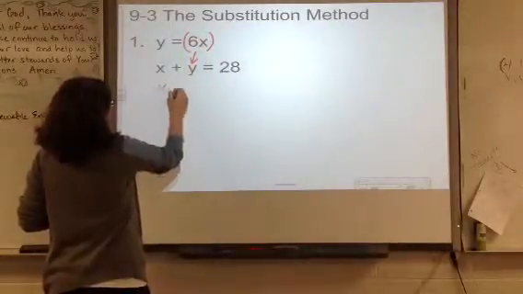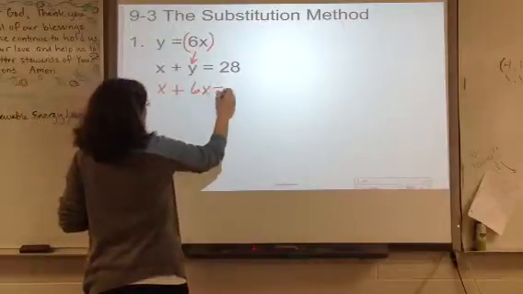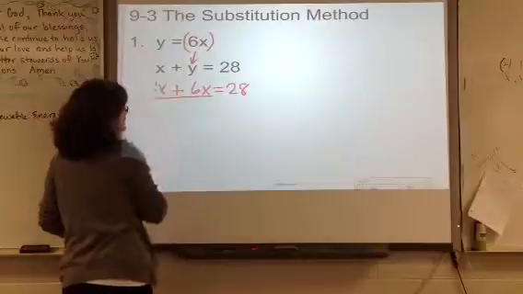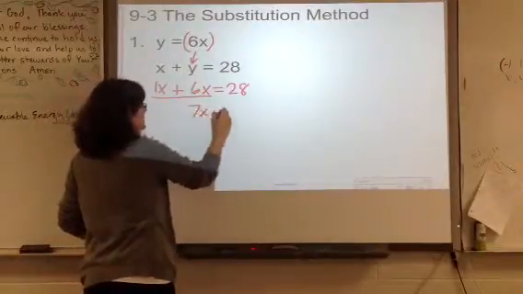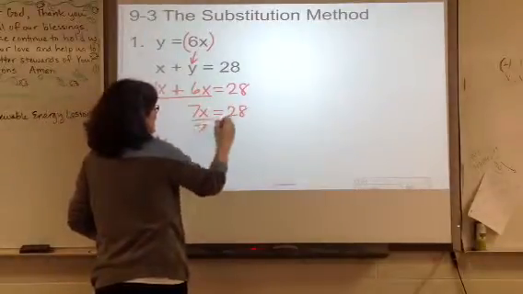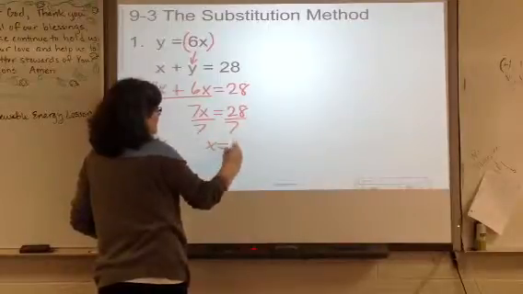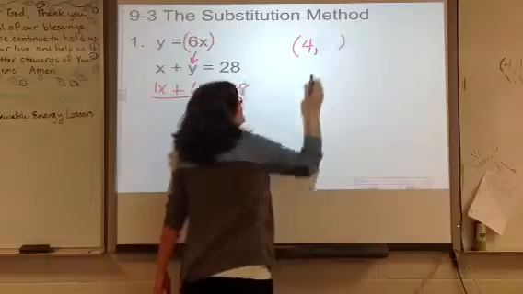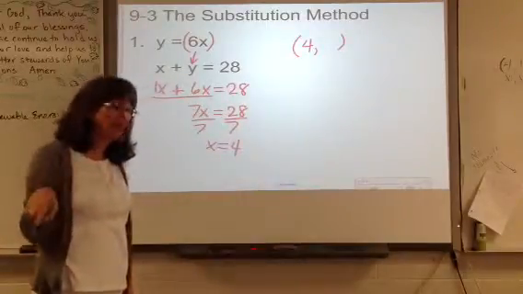And so if y equals 6x, we just can put 6x in where the y is. So we get x plus 6x equals 28. Add our like terms. That's 1x plus 6x is 7x equals 28. Divide by 7, x equals 4. Okay, that's part of our answer. 4 is our x coordinate. Now we still need our y coordinate.